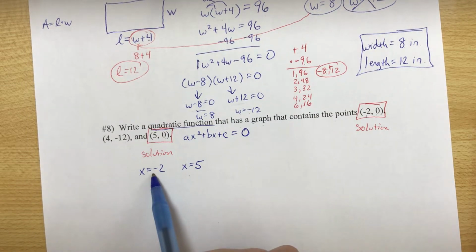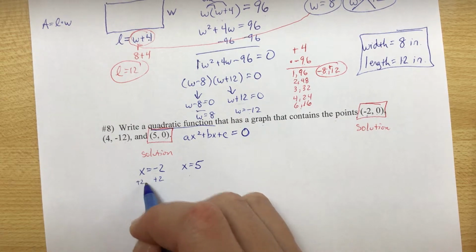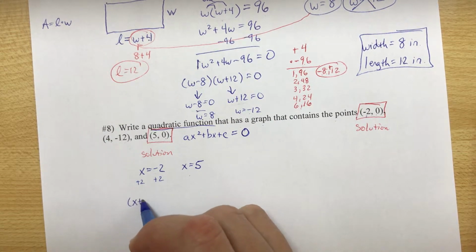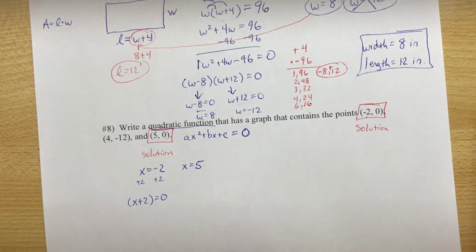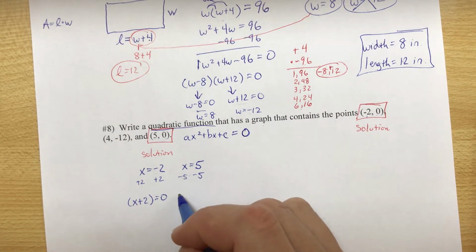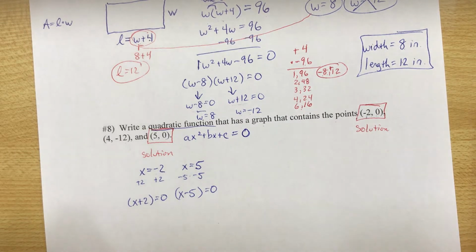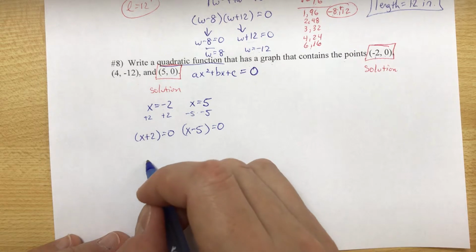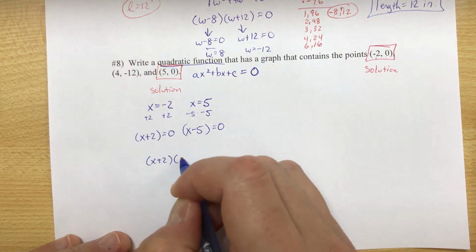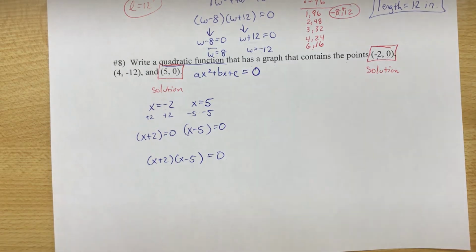So if the solution is x equals -2, I would add to both sides to get x plus 2 equals 0. Here, if the solution is 5, the factor would be x minus 5. And what's happening, we multiply the factors, and we get the answer is 0.